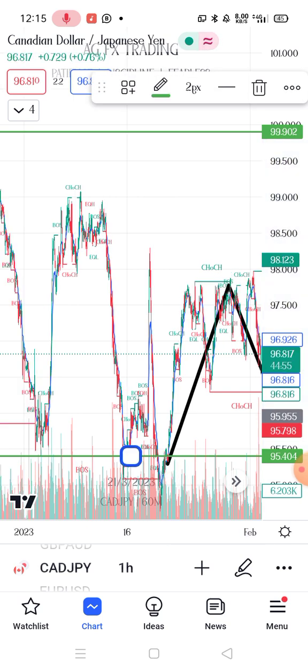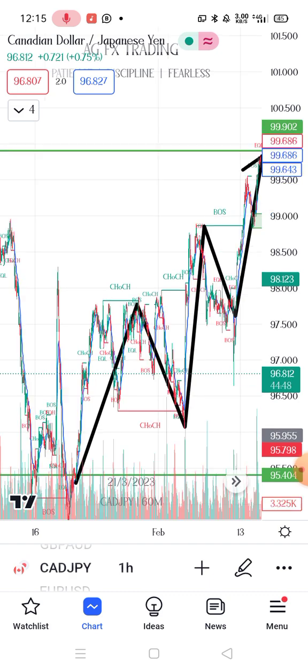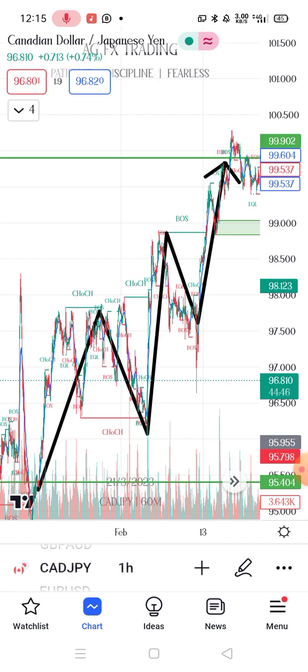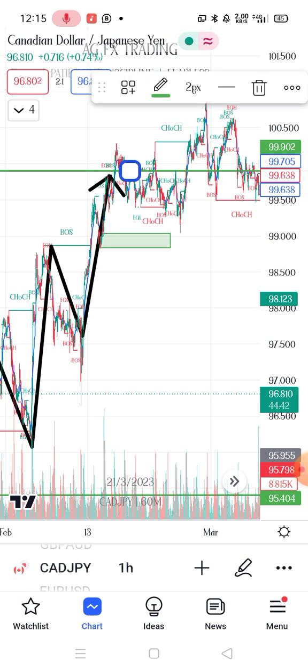So in this demand zone, you'll be looking for an opportunity to buy, while in the supply zone, you'll be looking for an opportunity to sell. All right, in this supply zone right here, you'll be looking for an opportunity to sell.